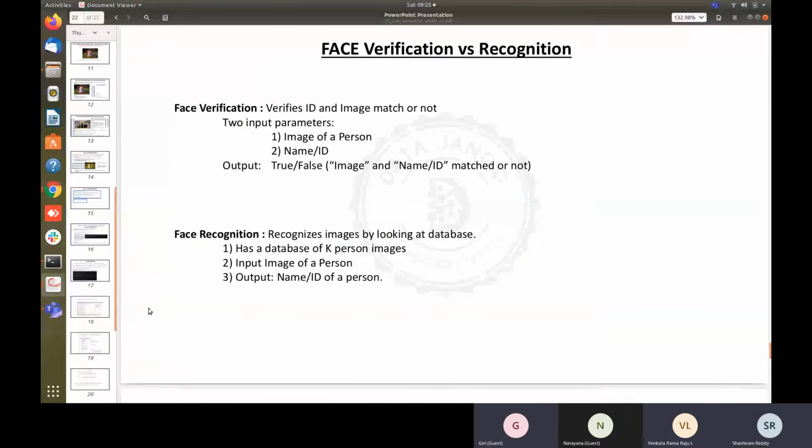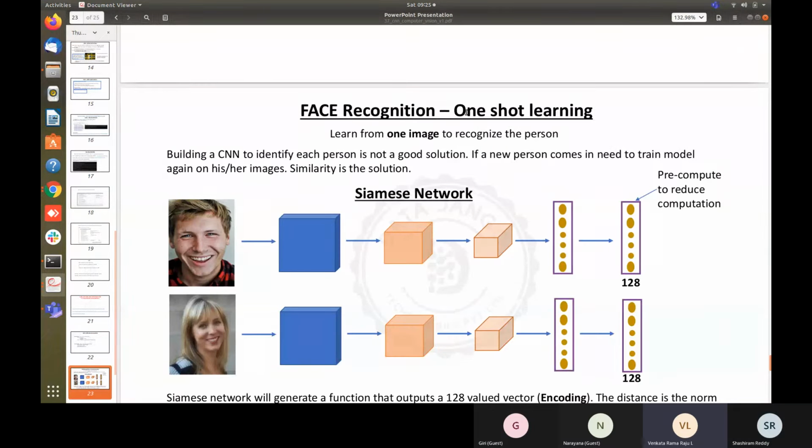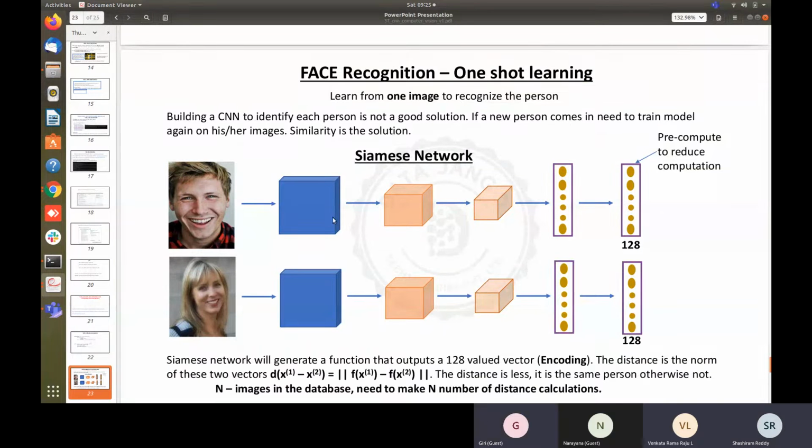So the solution, we'll see the solution now. The solution is one-shot learning. The name is given as one-shot learning. In face recognition, what we do is, maybe 4 pictures of mine I'll take, and try to generate a 128 dimensional vector out of my picture.